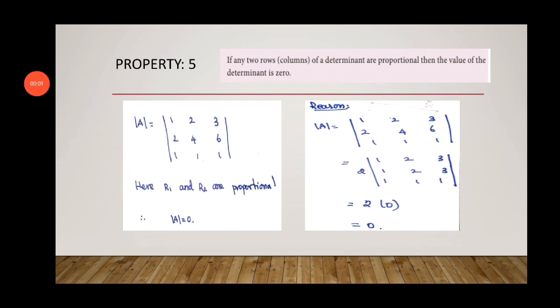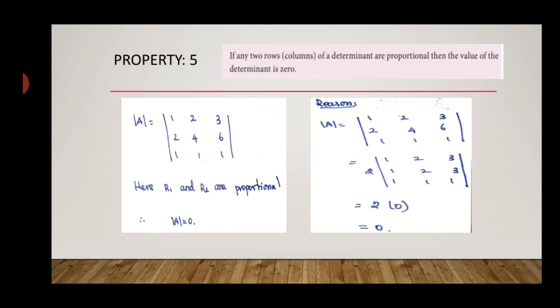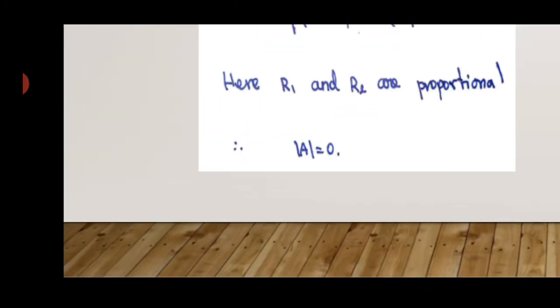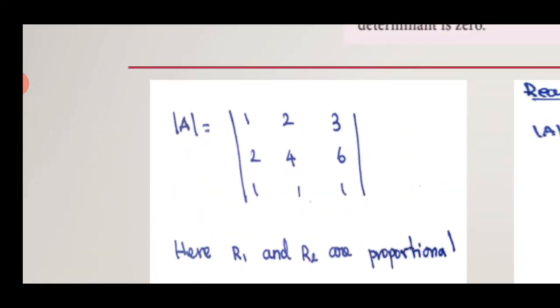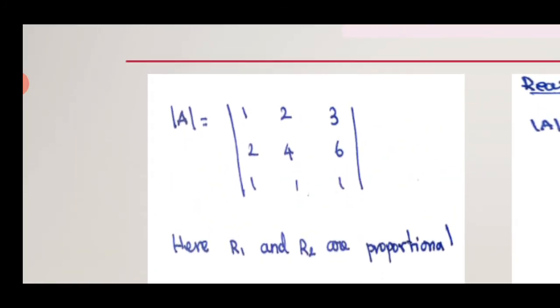So now property number 5. If any two rows or any two columns of a determinant are proportional, then the value of the determinant is 0. Okay, so what do you mean by proportional? Here I'll give you an example. Determinant of A equals the determinant with first row 1, 2, 3, second row 2, 4, 6, the third row is 1, 1, 1.